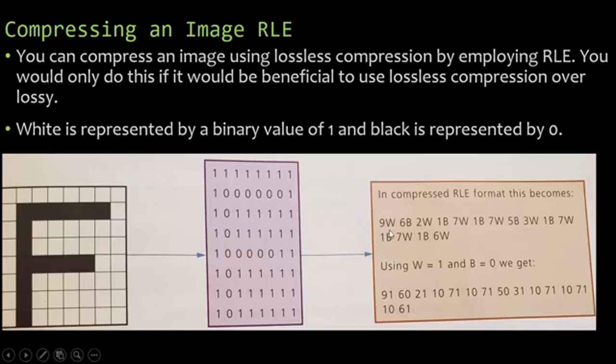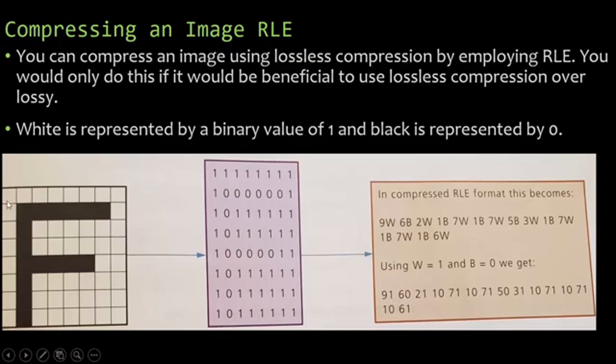What do you think that means? 9 whites, 6 blacks, 2 whites, 1 black, 7 whites, 1 black, and so on. And what we do here is we use 9-1. What does 1 refer to? 1 refers to white. We have 9 whites followed by 6 blacks.